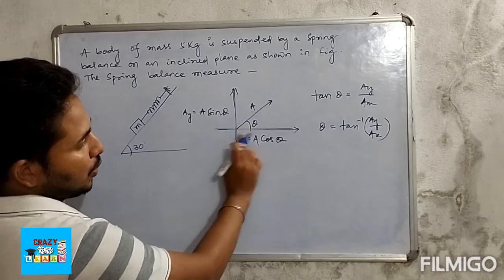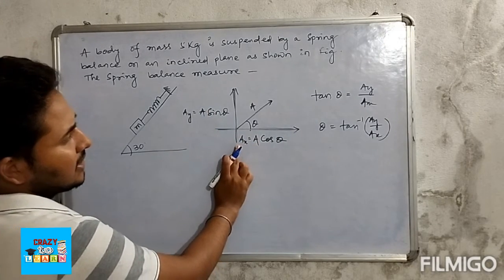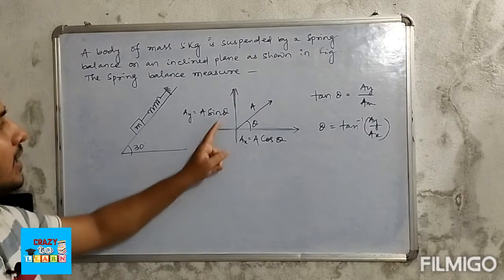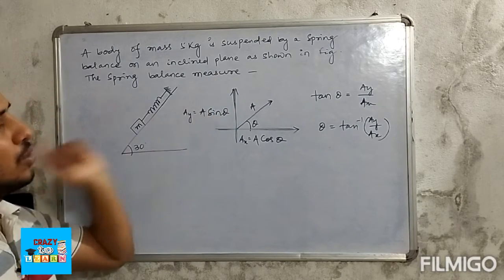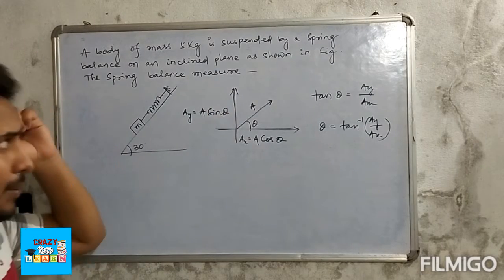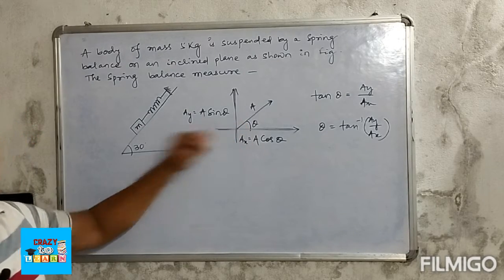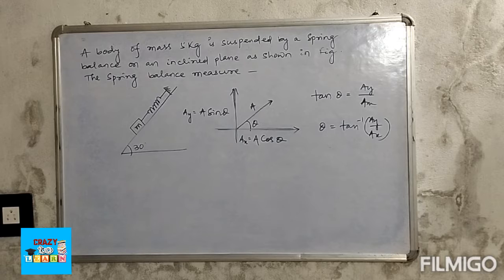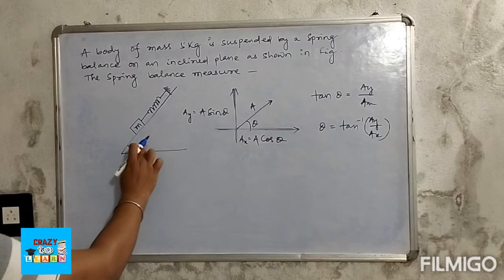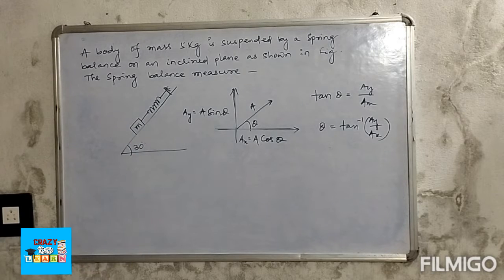One is the horizontal component, ax is equal to a cos theta, and the vertical component, ay, is equal to a sin theta. And keep in mind that angle theta must be subtended with the horizontal axis. Okay, clear? Now in a similar way, when we go for this problem, the angle is 30.